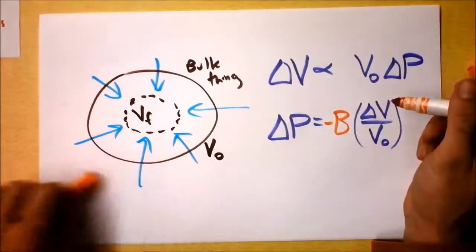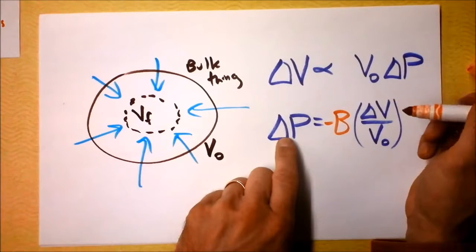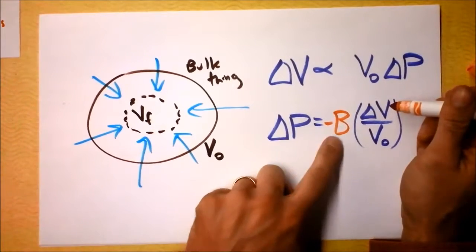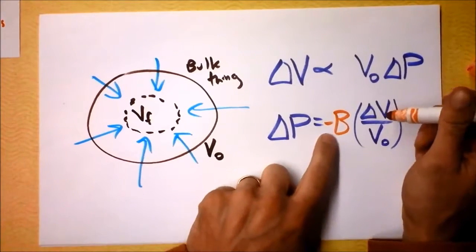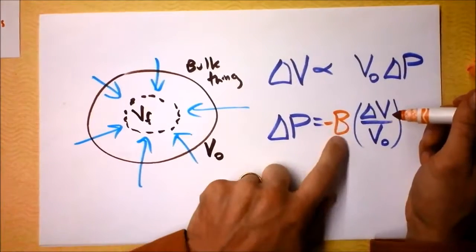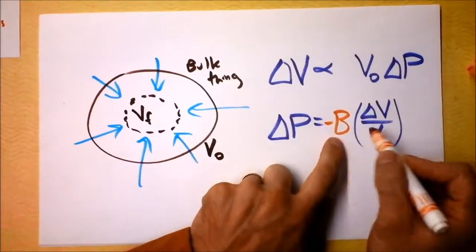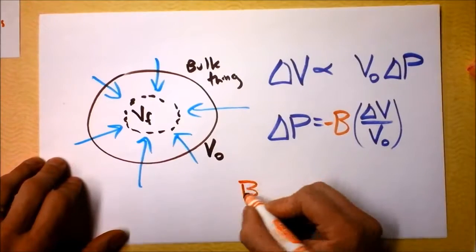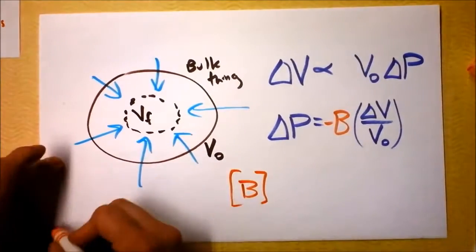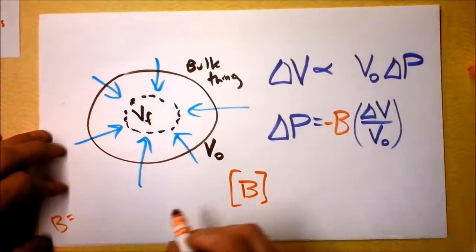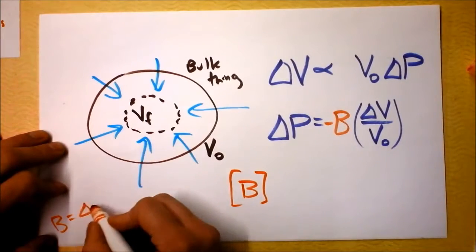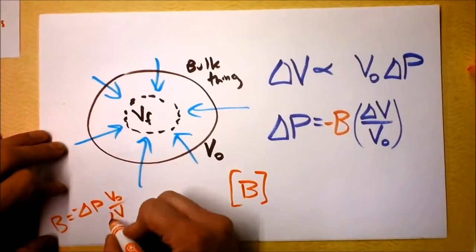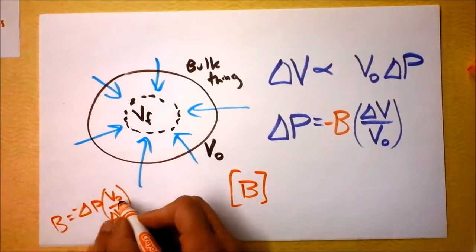Why would there be a minus sign? If the pressure increases, do you expect the volume to also increase? You expect a minus sign. So I'm going to get a minus sign right here. And B, well, the units of this B thing, oh, check this out. Let's get a little equation going for B over here. I find B to be delta P with a minus sign in front of it, and then V naught over delta V. That stuff right there has no units at all.